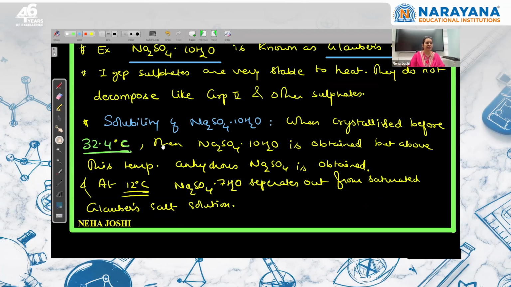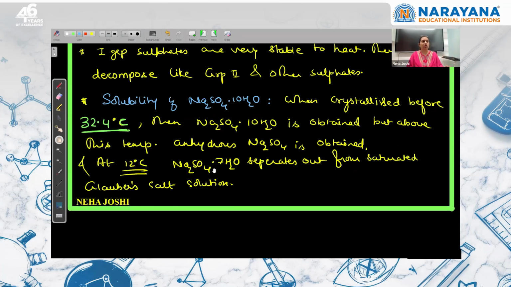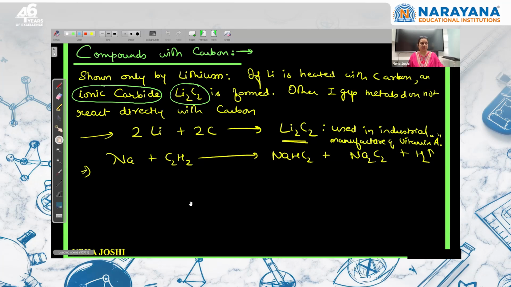Just remember this particular para, solubility of Na2SO4.10H2O, that is Glauber's salt. It has some peculiar behavior. When crystallized before 32.4 degrees centigrade, then Na2SO4.10H2O is obtained. But above this temperature, anhydrous Na2SO4 is obtained. At 12 degrees, Na2SO4.7H2O separates out from saturated Glauber salt solutions.